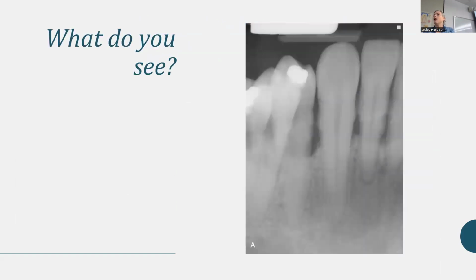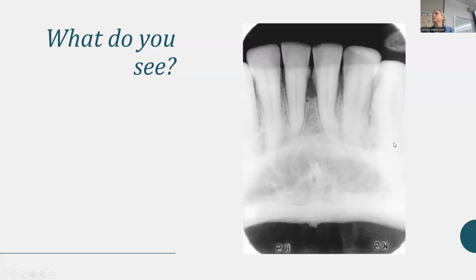Okay, so what do you guys see on this as far as local factors? Calculus, pretty obvious, right? You guys are getting keen eyes. Really rough roots, a lot of calculus, a lot of bone loss. Is it horizontal or vertical bone loss? Yeah, you got some vertical here. You could argue horizontal here. And again, same thing: calculus buildup, horizontal bone loss. It's kind of like concave.